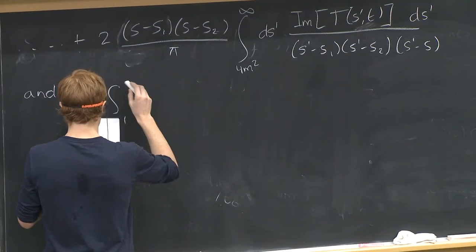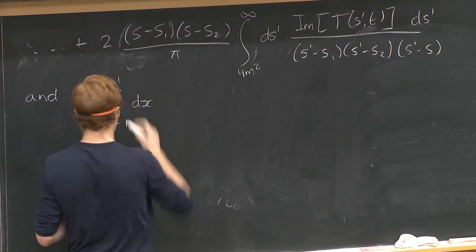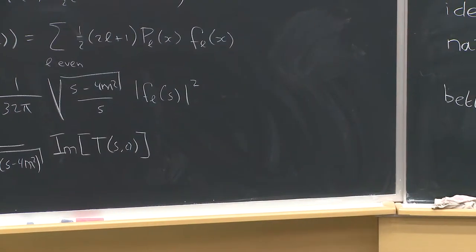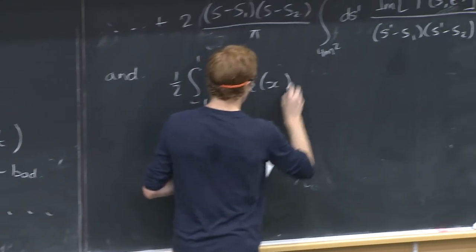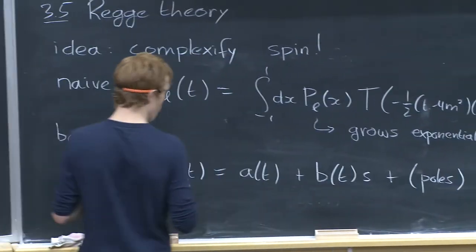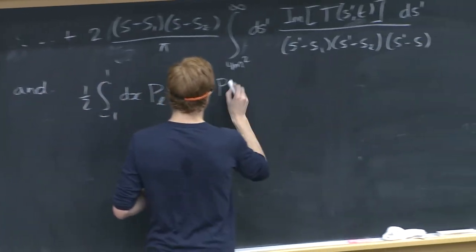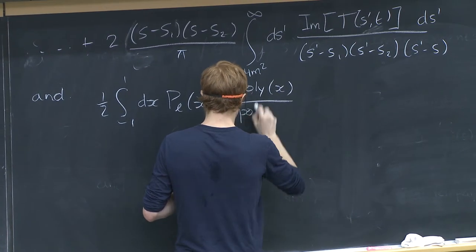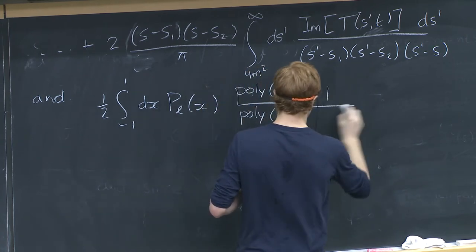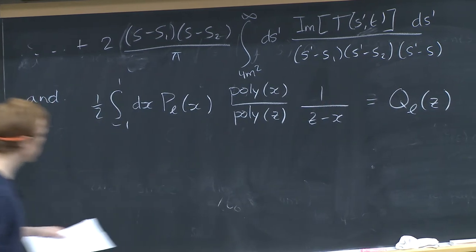But you see, it's a bit... Let me write the trick that I'm going to use. So you plug in this sum over partial waves, and then you get P_L(x) of s', t. So what I want to use is something like this, 1 over z minus x equals Q_L(z). Yes?